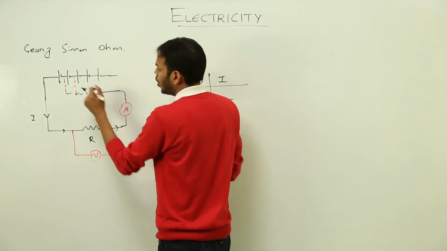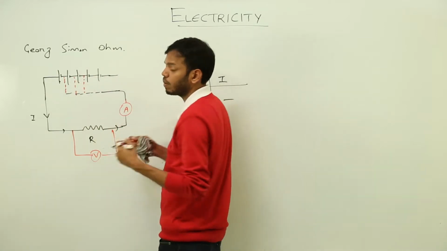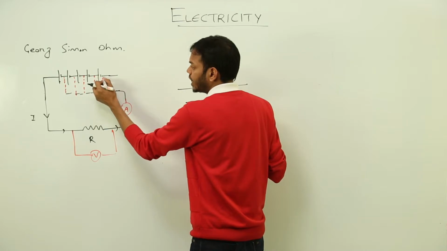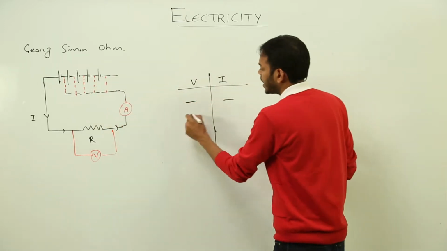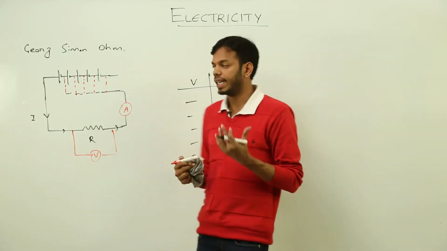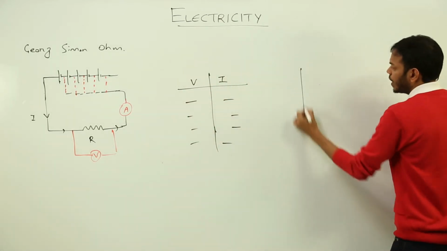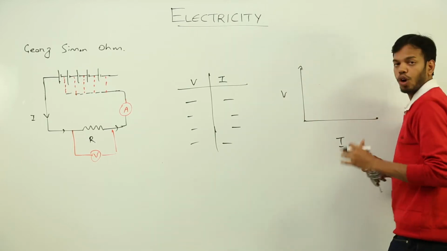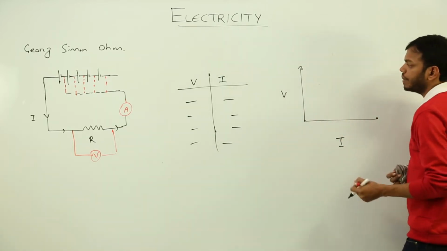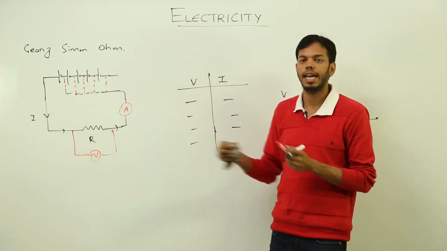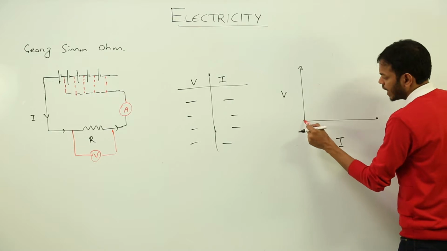Similarly, what he did, I am explaining the experiment, if we keep on changing the value of voltage supplied, he kept getting different values of current. He put it in a tabular form and he drew the graphical relationship between voltage and current. What he saw was very interesting. The obvious fact was, when there is no voltage, there is no flow of current. That means at zero voltage, there is zero current.